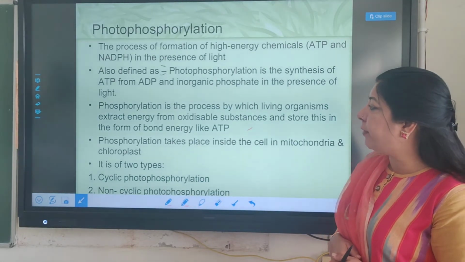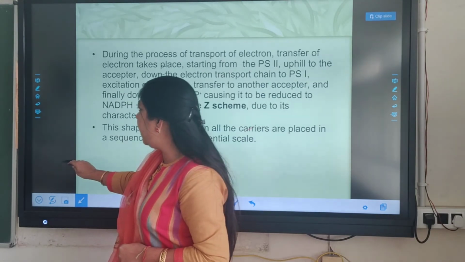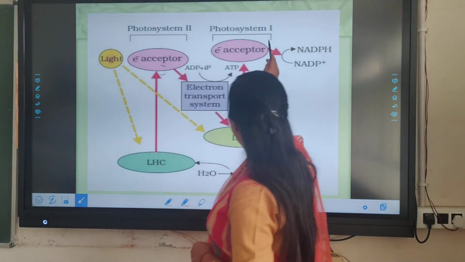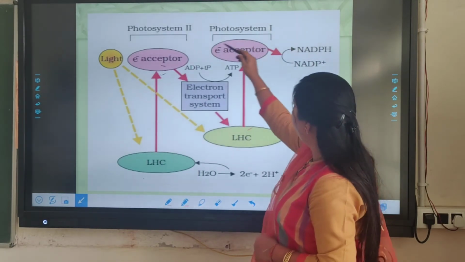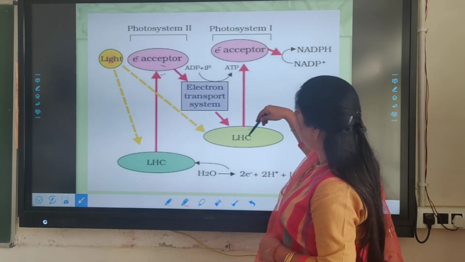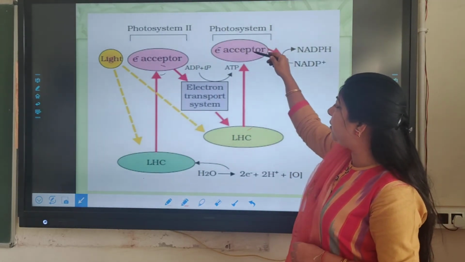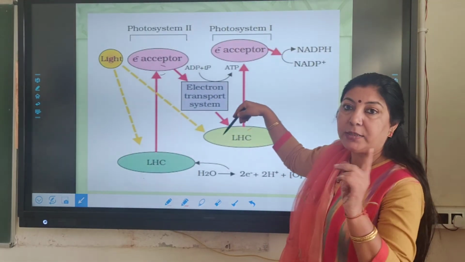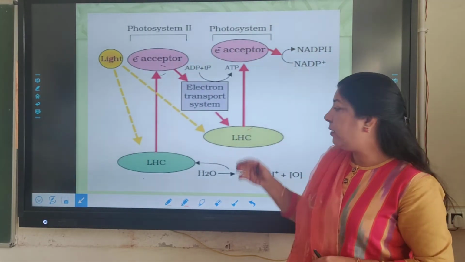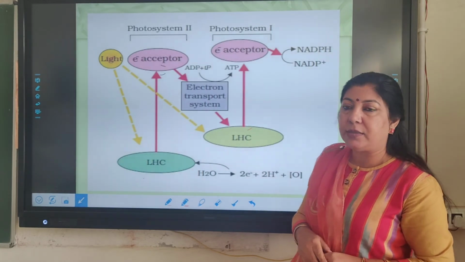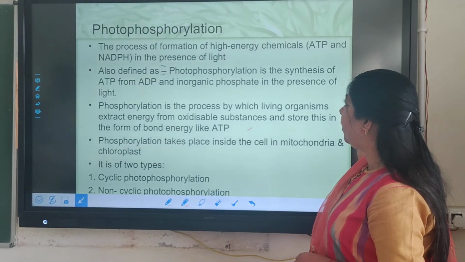In cyclic photophosphorylation, only one system is there. There is no PS2, there is only PS1. The electrons are passed on and ultimately through the electron transport chain they come back. The same electrons which are passed on, which are released from light harvesting complex PS1, they ultimately come back to the same light harvesting complex. That's why it is called as cyclic photophosphorylation.